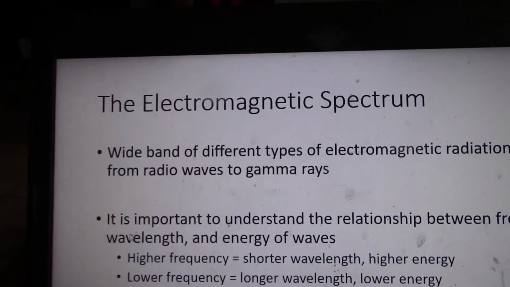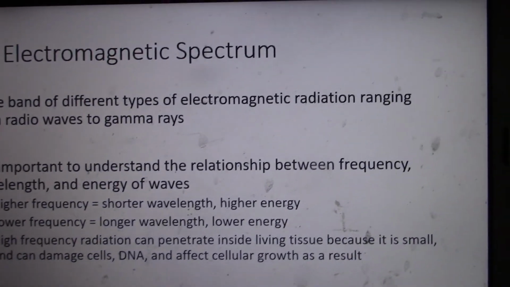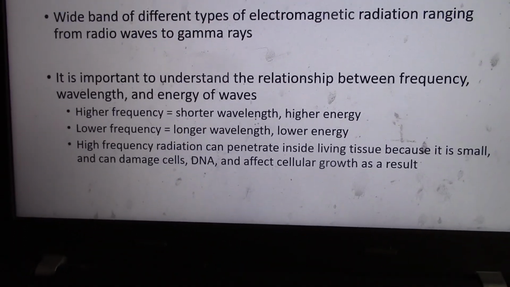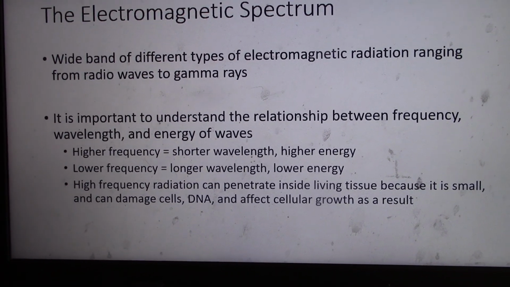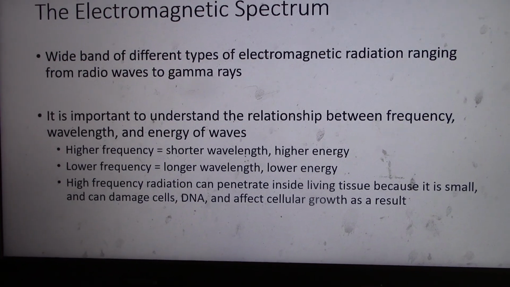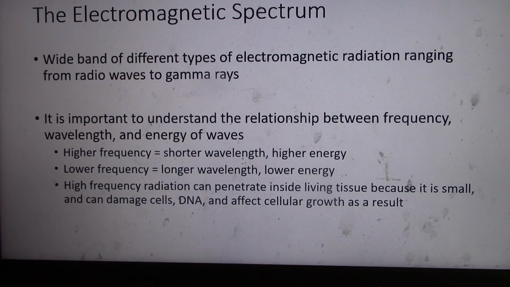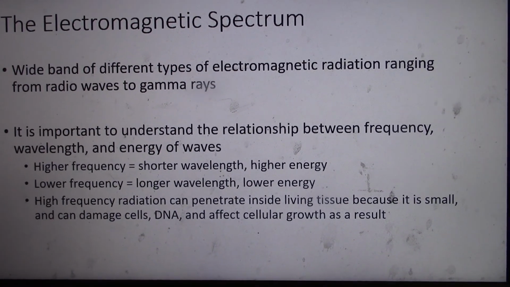Okay, so electromagnetic spectrum, right? A wide band of different types of electromagnetic radiation, ranging from radio waves to gamma rays. So you should understand this relationship. Higher frequency equals shorter wavelength, and that means higher energy. A lower frequency wave has a longer wavelength but less energy.